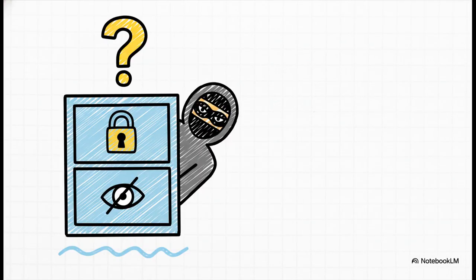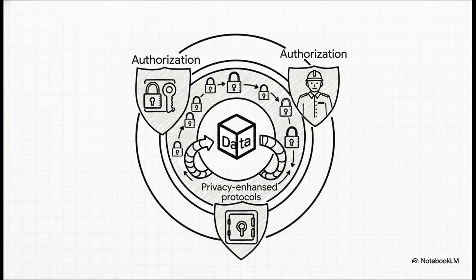Okay, this one is huge. Information disclosure. This is when private information gets leaked. This is the root cause of so many data breaches. So how do we keep private data private? We need multiple layers of defense here. Authorization ensures that users can only see the data they're supposed to see, so a student can't see another student's grades. Privacy-enhanced protocols are communication methods designed to protect privacy.